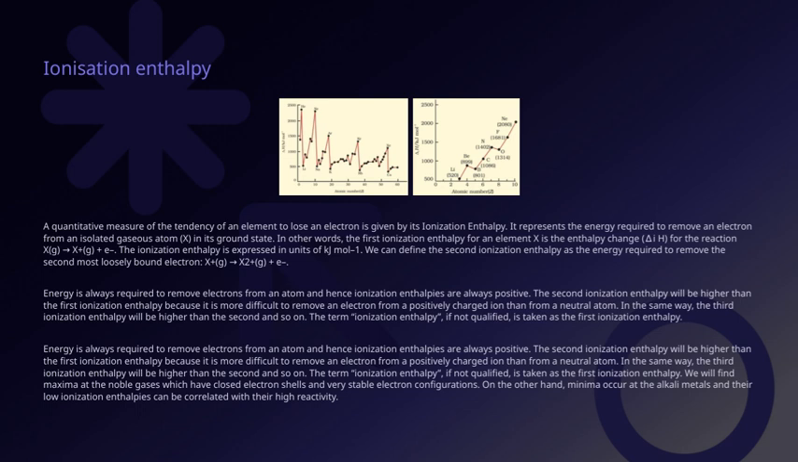Similarly, the second ionization enthalpy is the energy needed to remove the second loosely bound electron, which is from X+(g) to X2+(g) plus an electron. In this way, the second ionization enthalpy is always higher than the first, and this pattern continues for subsequent electrons. So, understanding ionization enthalpy helps us grasp how atoms behave chemically, how likely they are to lose electrons and form positive ions, which is fundamental to their reactivity and their place in the periodic table.